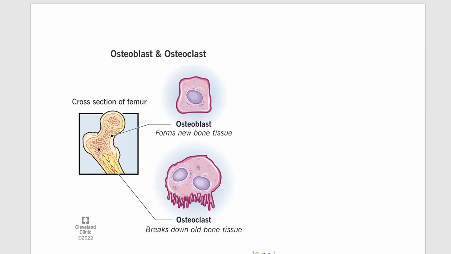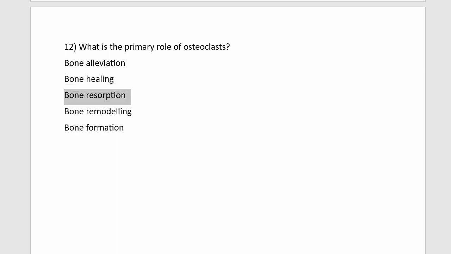So these are the two really important cells involved in bone remodeling. The way osteoclasts break down old tissue is through a process called bone resorption, and that's basically just our answer. It's osteoclasts, bone resorption, and osteoblasts are bone formation.